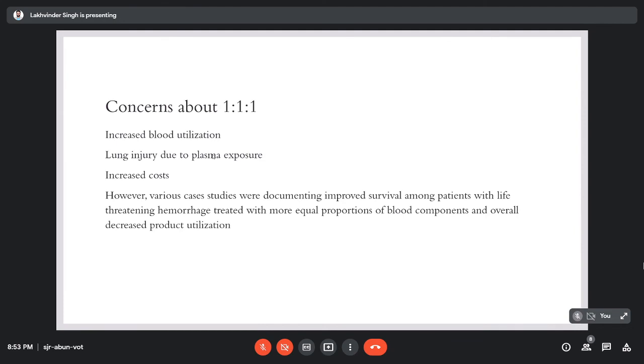Now, what was the concern? They found that increased utilization is there, plasma exposure is more, so lung injury chances are there. It increases the cost, but various case studies were documenting improved survival among patients with life-threatening hemorrhage treated with more equal proportion of blood component and overall decreased blood product utilization. Because if you start the transfusion therapy with 1:1:1 and the bleeding stops after half an hour, then further blood components would not be required. So actually, we are decreasing the blood utilization, not increasing, and improving the patient outcomes.